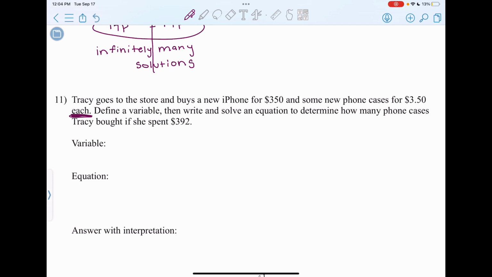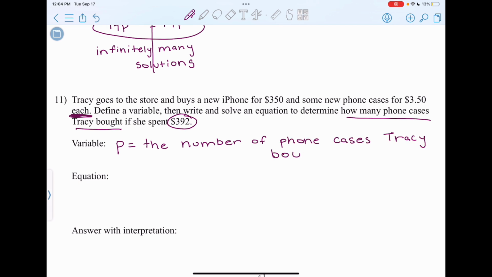Define a variable, then write and solve an equation to determine how many phone cases Tracy bought if she spent $392. So my variable is representing what I'm trying to find, what I'm missing. Since I'm trying to figure out how many phone cases Tracy bought, I'm going to say that P equals the number of phone cases Tracy bought. Your variable is a placeholder for what is missing. So if they're asking you to find how many phone cases Tracy bought, that's what we're missing and that's what our variable needs to represent.